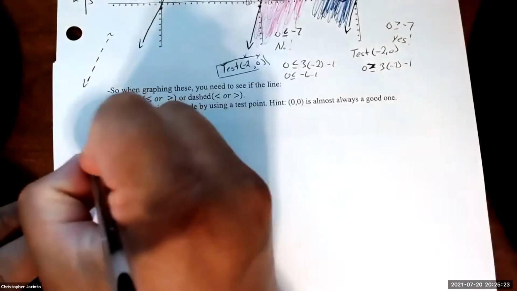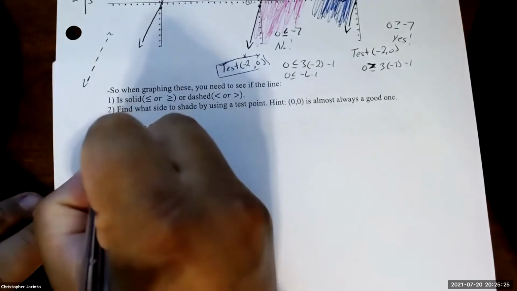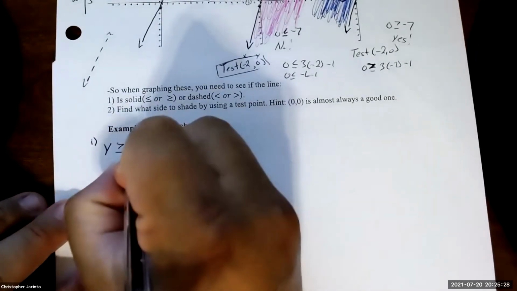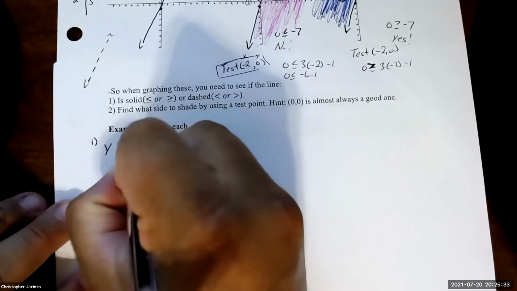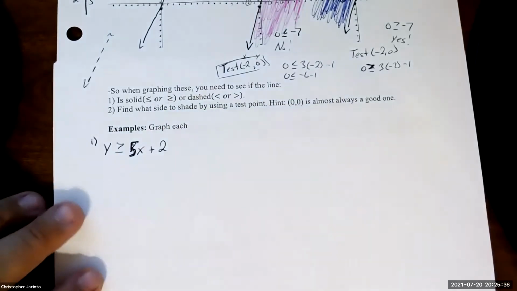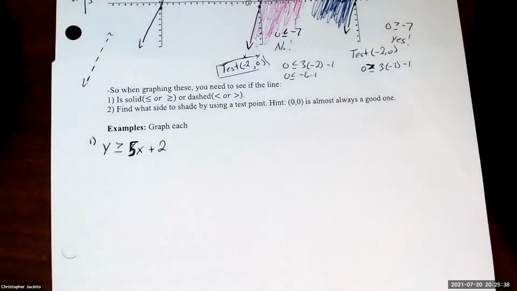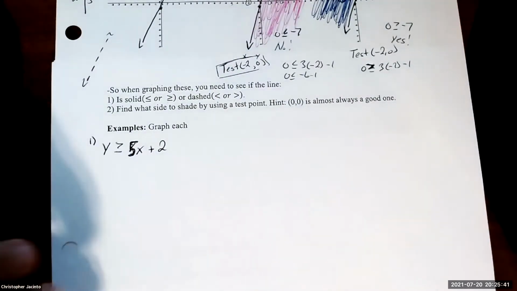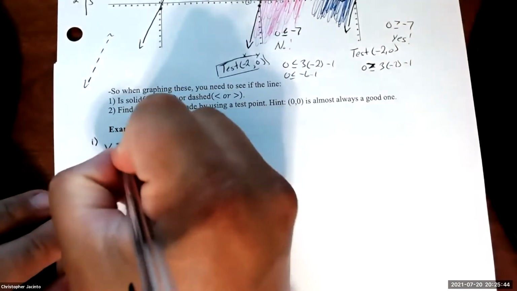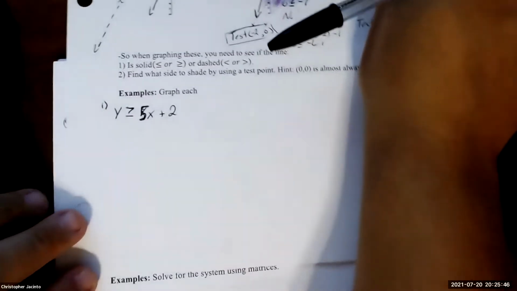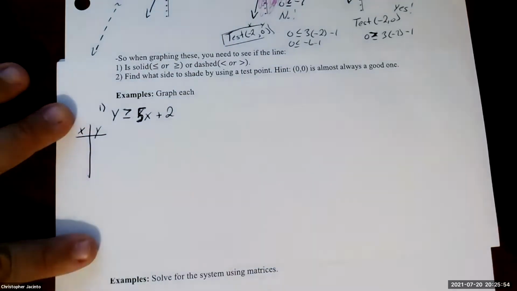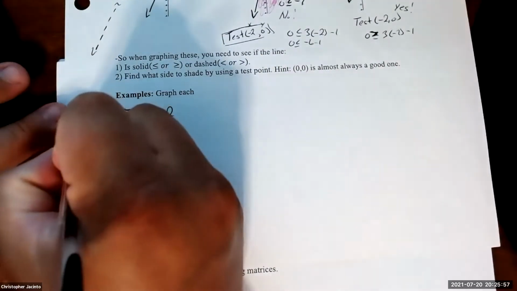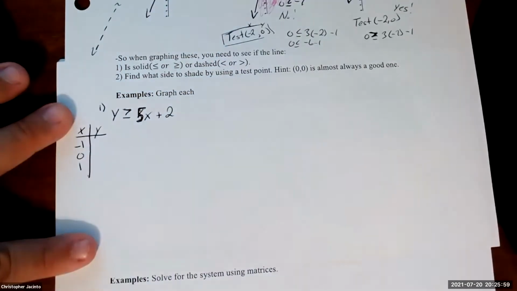So let's graph each. Let's do one here. So let's graph y is greater than or equal to 5x plus 2. Okay. All right, so same thing, right? You can use however you want to graph. I'll just do the simplest one and just make a little t-chart, right, when it comes to it. And I'll use a couple numbers. So I'll use a -1, 0, and 1. Get me started with this graph.